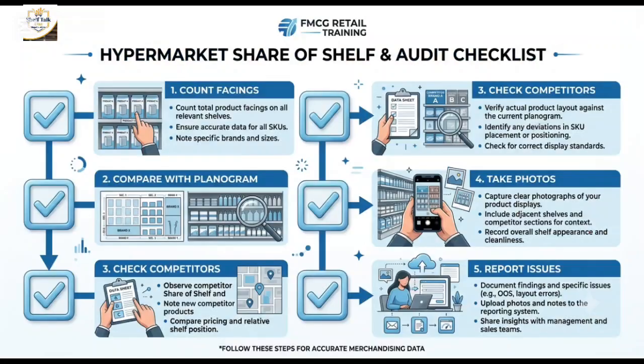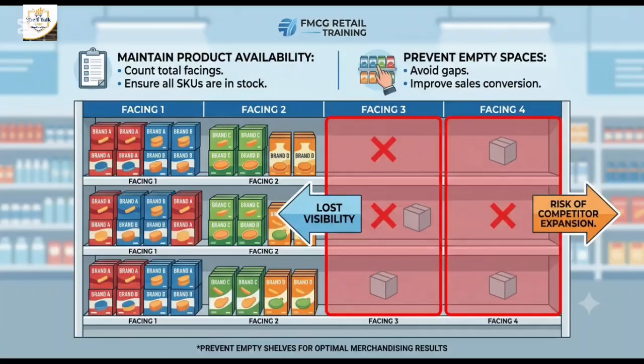Every professional merchandiser should check share of shelf during every visit. Never assume yesterday's shelf still looks the same today. You can audit your shelf using this checklist. First of all, count your facings, compare with your approved planogram, check competitors' space, then take photos and report the issue. And to avoid SOS reductions, always maintain product availability.